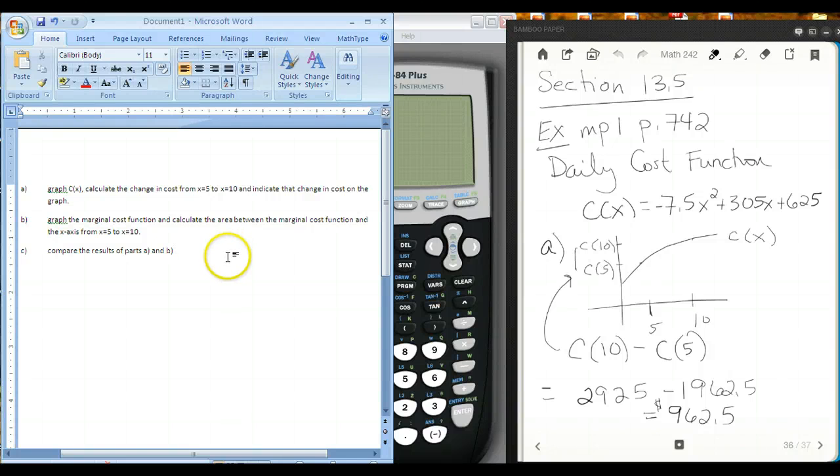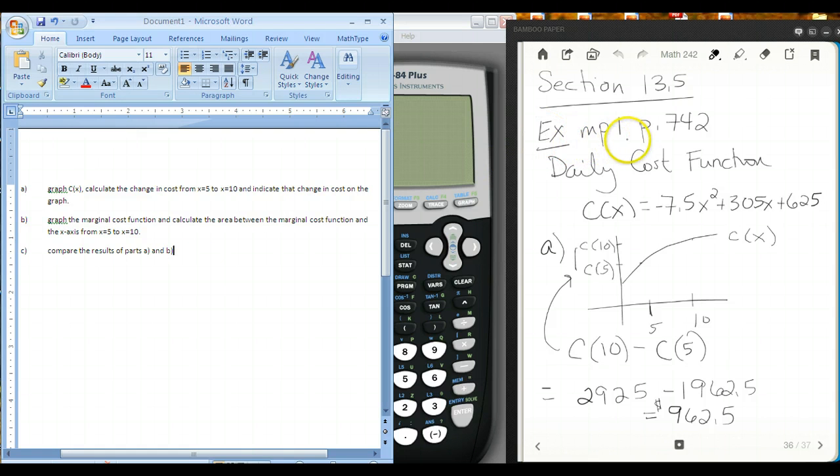Hi 242. In this video we are going to introduce section 13.5. Before we get to any theorems or any major findings, we're going to introduce an example, and that'll help us justify a theorem that we're going to state later. So I'm going to be working through an example.